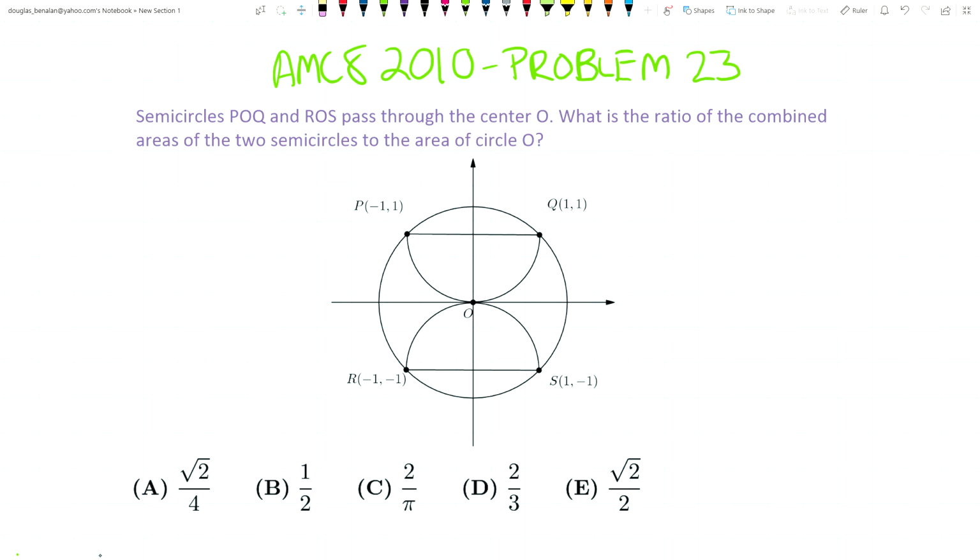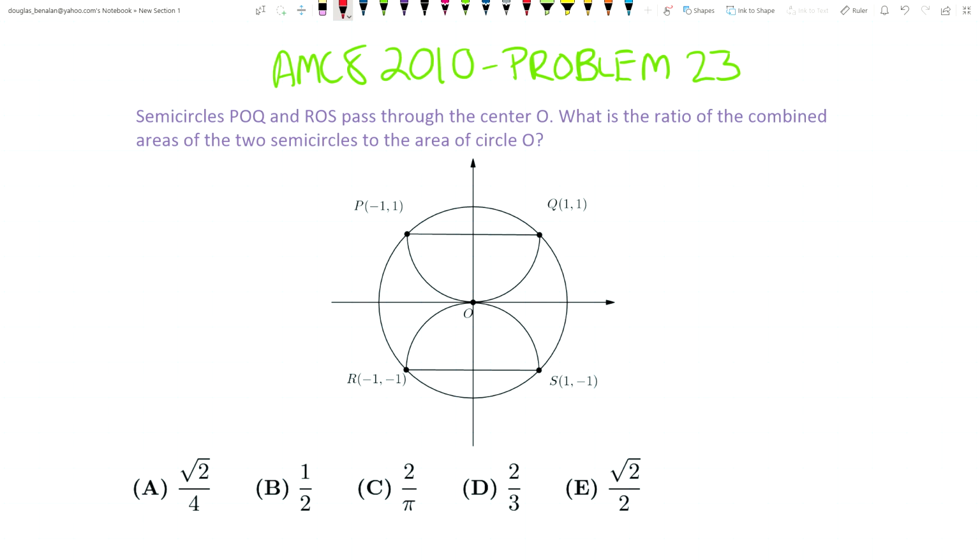Hello everyone, today we're going to be doing the AMC 2010 problem 23. The problem reads, semicircles POQ and ROS pass through the center O. What is the ratio of combined areas of the two semicircles to the area of circle O?